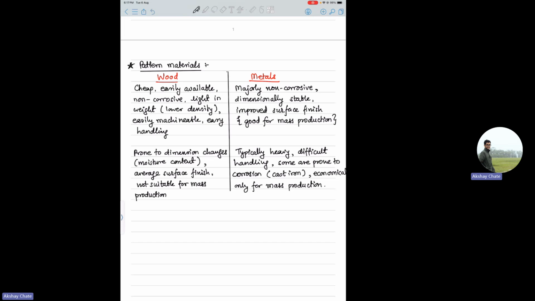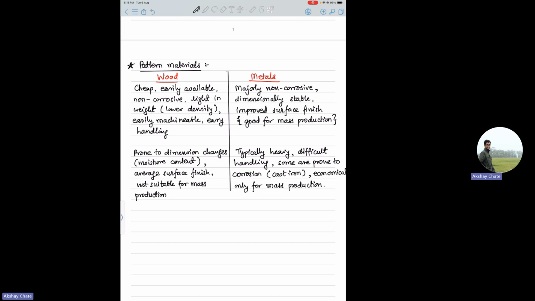Yeah, and in wood, before we move on, there is something called seasoning. That is a process in which you stabilize the moisture content of the wood. But yeah, I mean, it's a headache. That's the point. That is a problem. Okay.